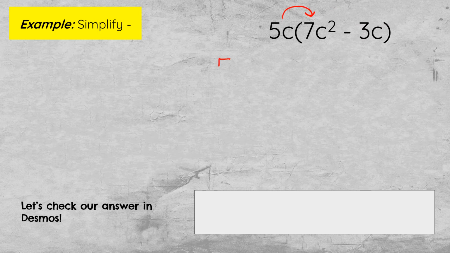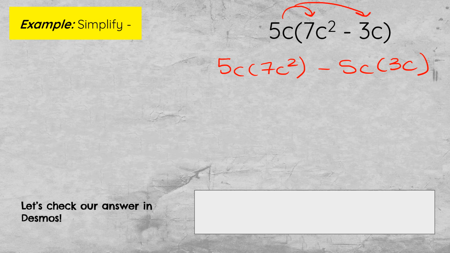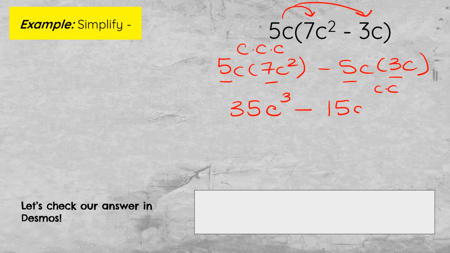Here we're distributing 5c times 7c squared minus 5c times 3c. 5 times 7 is 35. C times c to the second is going to give us c to the third. 5 times 3 is 15, and remember c times c is c squared. Since these are not like terms, they have different exponents, we can't simplify it any further.